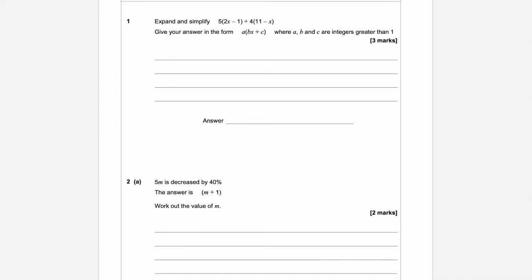Hi guys, okay, this is paper 2, November 2021. Expand and simplify, okay, nice easy start hopefully guys.